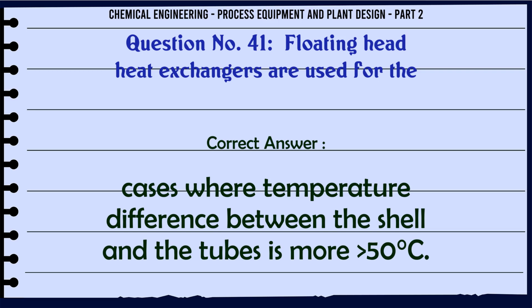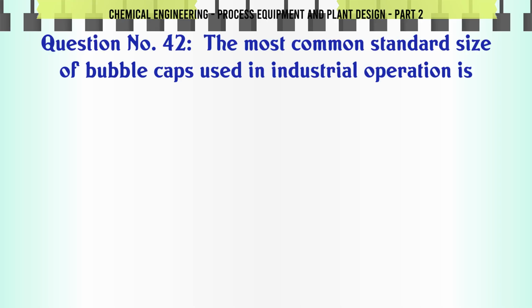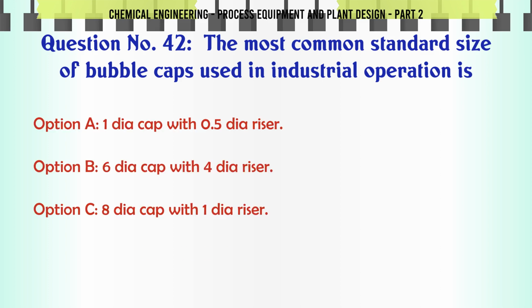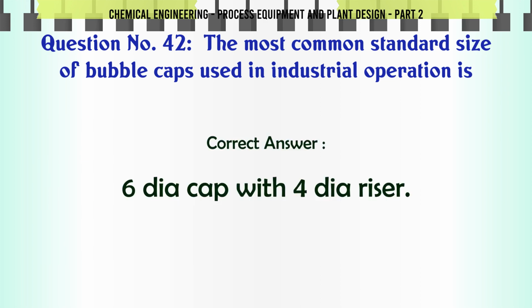The most common standard size of bubble caps used in industrial operation is A. 1 dia cap with 0.5 dia riser, B. 6 dia cap with 4 dia riser, C. 8 dia cap with 1 dia riser, D. 4 dia cap with 8 dia riser. The correct answer is 6 dia cap with 4 dia riser.